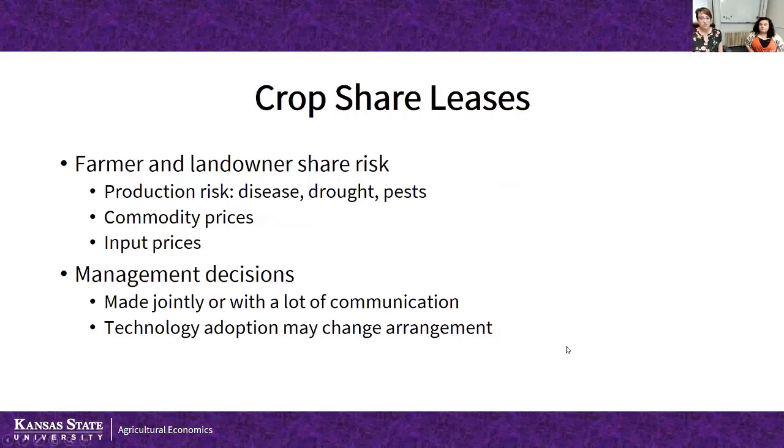In crop share leases, farmers and landowners share the risk. They share production risk, commodity price risk, and input price risk. They also tend to make their management decisions jointly. And technology adoption, such as switching to no-till, may change the arrangement or the percentages depending on the situation.